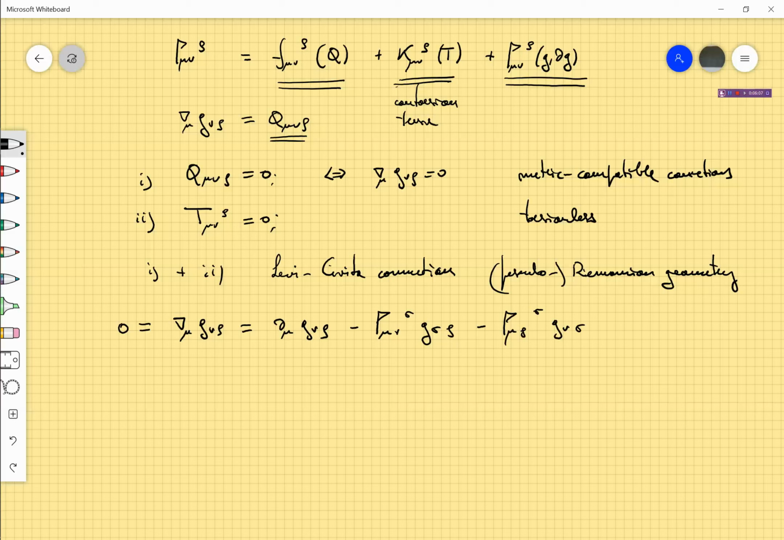The goal of this exercise is to find the expression of this gamma in terms of partial g and g's. So how do I do that? Well, I am going to write the same equation, but now with the indices shuffled. So I permute them cyclically. Okay, so now I am going to write this.